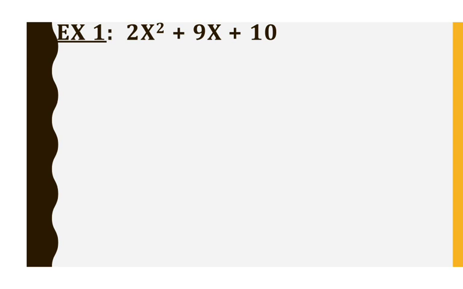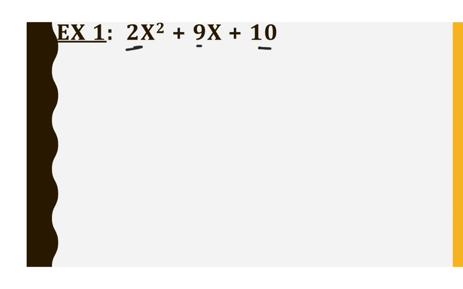Okay, so let's start with example 1. The first thing is to make sure it's in standard form, which it is: the x squared, then the x, then the constant. We want to see if there's a greatest common factor for the numbers out front, our coefficients, which are 2, 9, and 10. There's not a greatest common factor other than 1. So that means we're going to multiply.